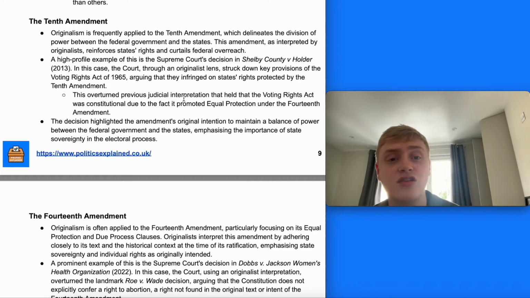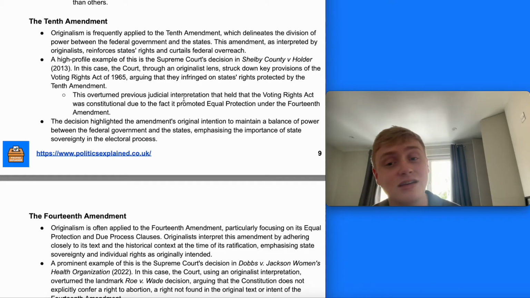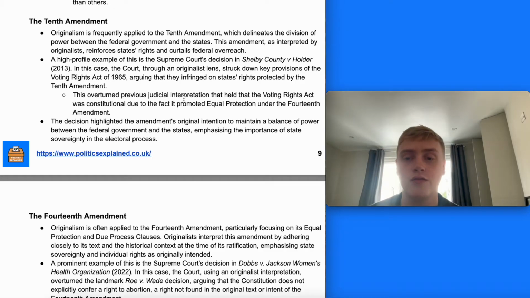This overturned previous judicial interpretation that held that the Voting Rights Act was constitutional due to the fact that it promoted equal protection under the 14th Amendment. And it highlighted the amendment's original intention to maintain a balance of power between the federal government and the states, even if this interfered with the promotion of racial rights and civil rights in the US.